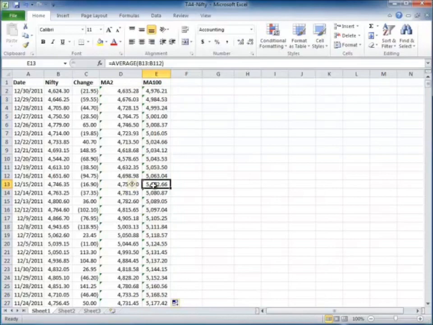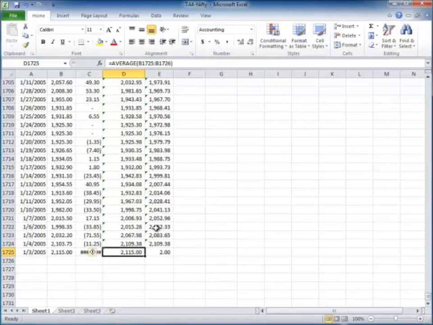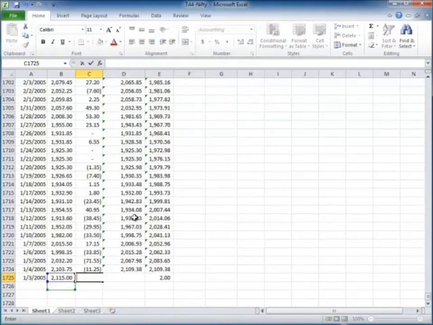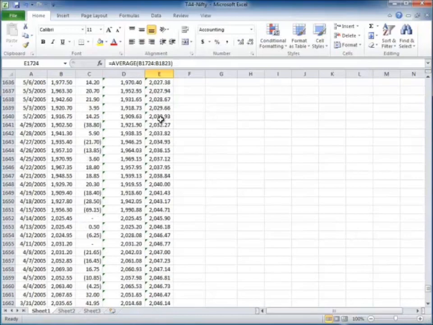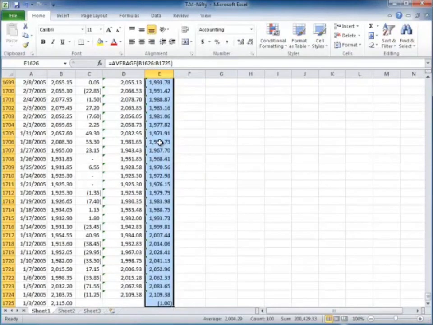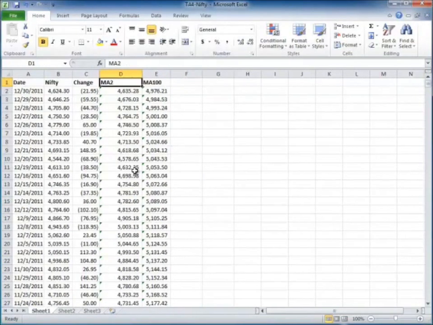now let me just go down here and delete some of the values that we probably don't need. So we have a 100-day moving average, so I want to essentially get rid of the last 100 of these. So this one we can get rid of, that we can get rid of, and 100 data points, so up to 1625, let's say. Okay, everything below that I'll get rid of. Okay. Now we have the 2-day moving average and the 100-day moving average.